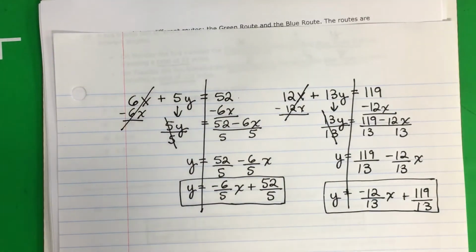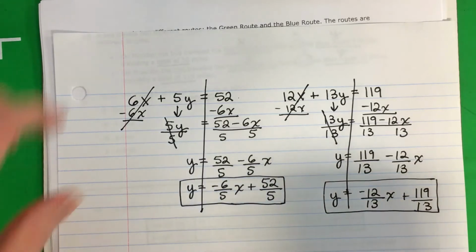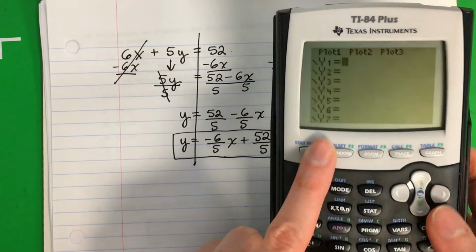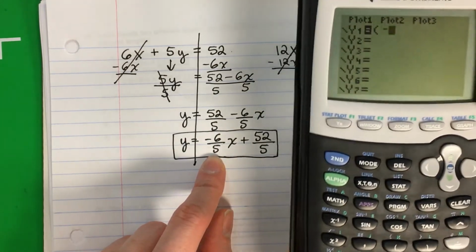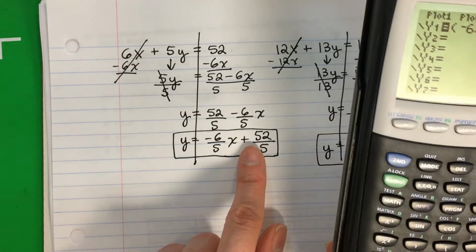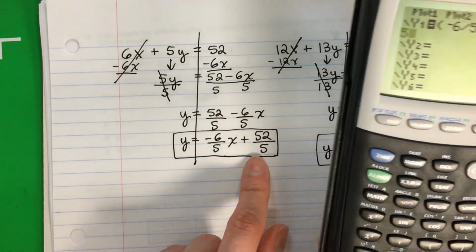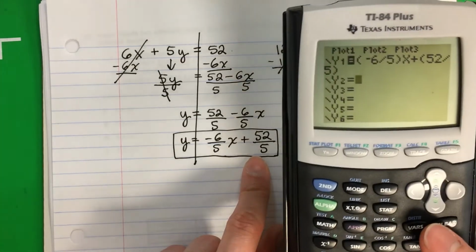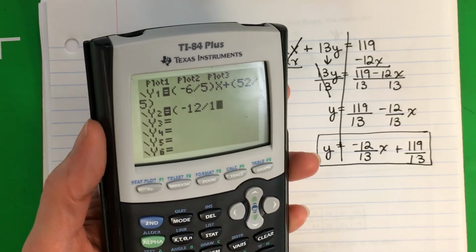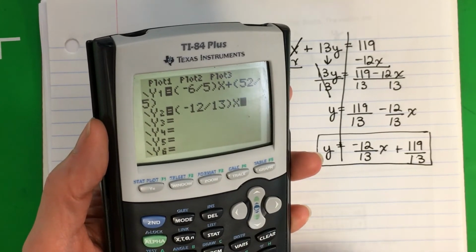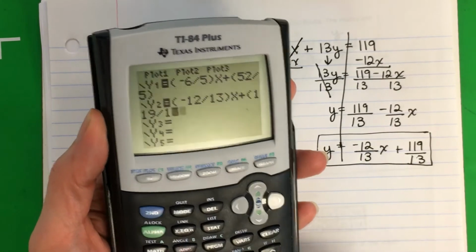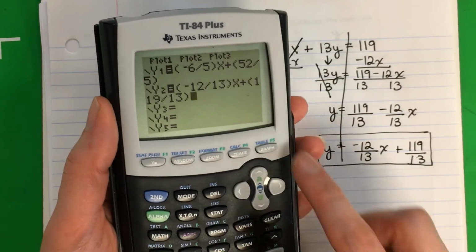Now we are going to put them in the calculator and see where they intersect. So let's go ahead and put the first one. So y equals, parenthesis negative 6 divided by 5, parenthesis x, plus parenthesis 52 divided by 5, parenthesis. Go down. Next one, parenthesis negative 12 divided by 13, parenthesis x, plus parenthesis 119 divided by 13, parenthesis. Go to the graph.